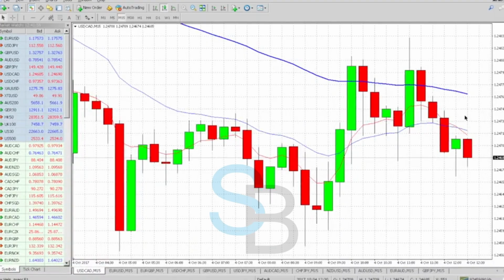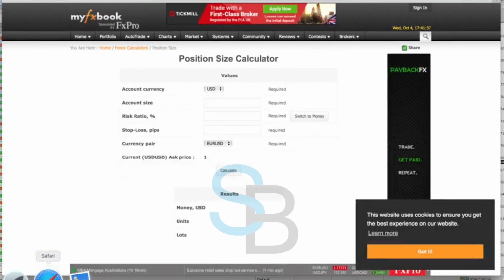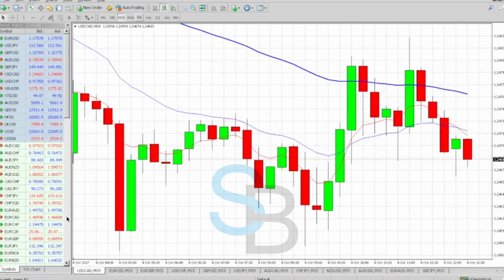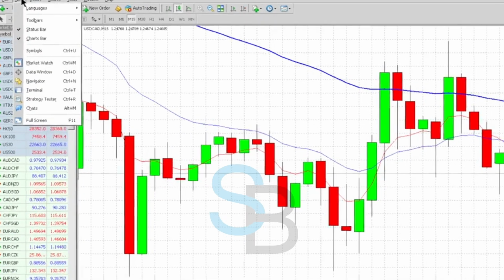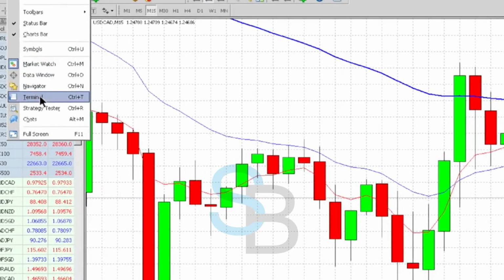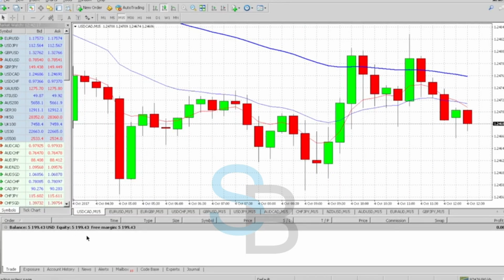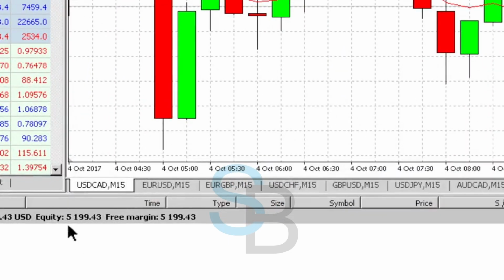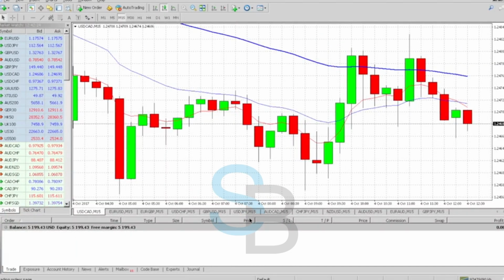I have to wait for 5:45 for the candle to close to confirm a trade, but I can begin to prepare my settings, right? So it's dollar CAD, so I'm going to size my position first. First thing I'm going to do is to check my current balance in this particular account. So I'm going to go to view, terminal, and current balance is 5199. That's the equity. That's the amount of cash in this account.